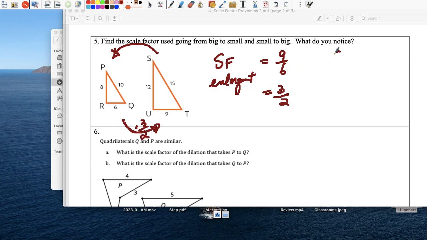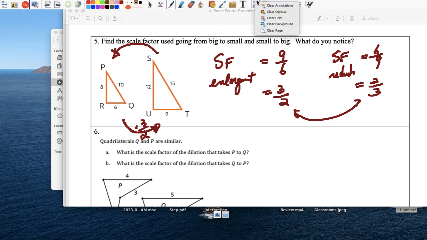Now, let's do the reduction. The reduction would be, if we use those two sides, small over big, 6 over 9. And what do we notice? They're the reciprocal, aren't they? Okay, so if you know an enlargement, obviously you know the reduction.